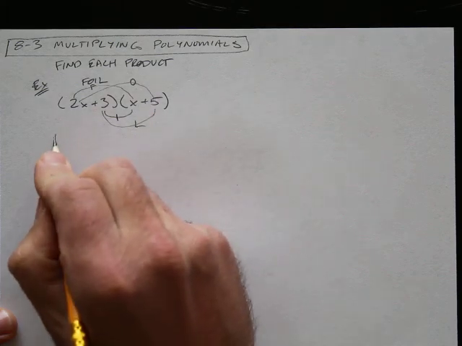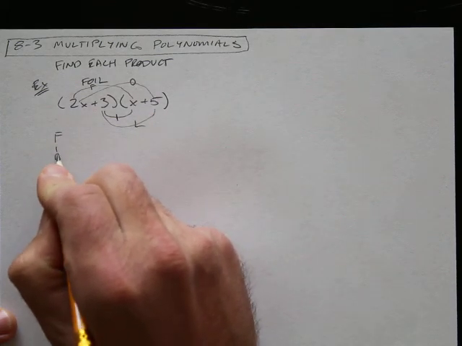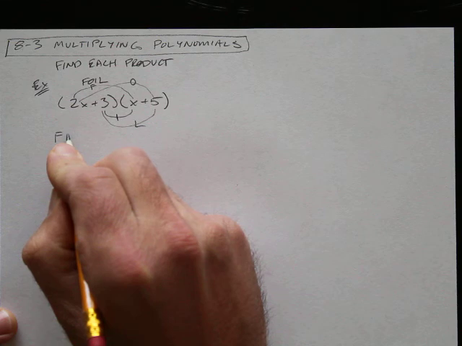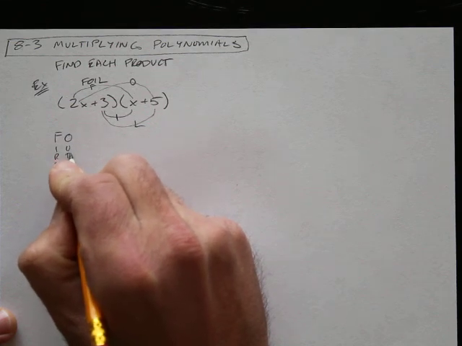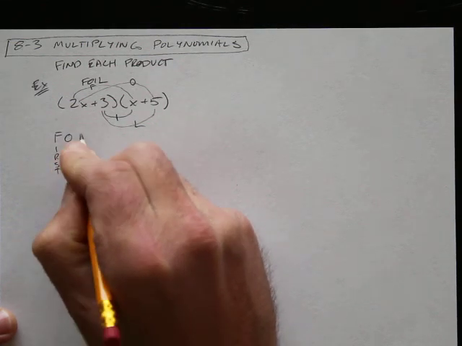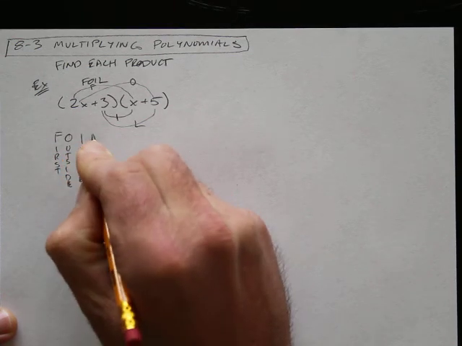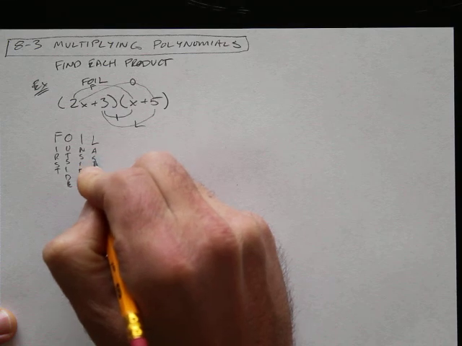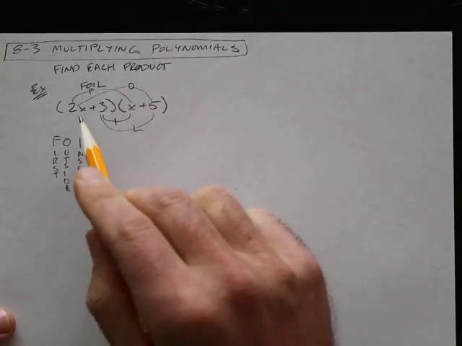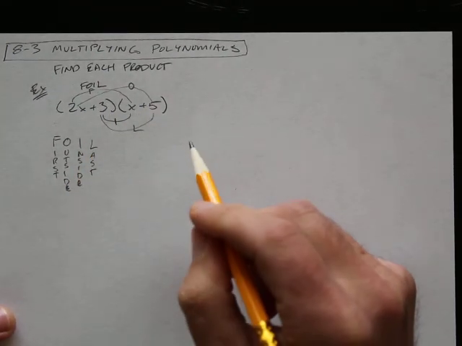And so here's the method again. FOIL is first, O is outside, I is inside, and L is last. And that's all pertaining to these terms.